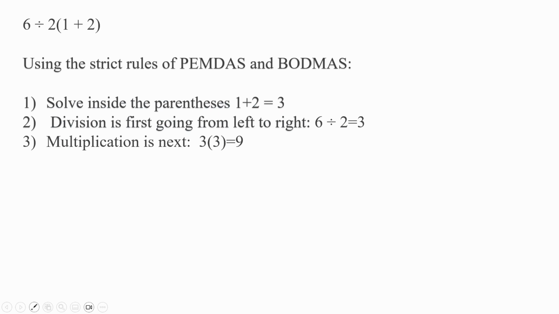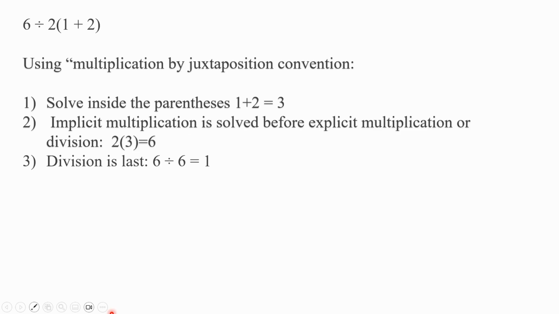When you're using those strict rules of PEMDAS and BODMAS, again, I should say strict interpretations of the conventions of PEMDAS and BODMAS, you solve inside the parentheses first. 1 plus 2 is 3. Everybody agrees on that one. But then it's division first, going from left to right. 6 divided by 2 is 3. And then you have the multiplication as you go left to right. So it's 3 times 3 is 9.